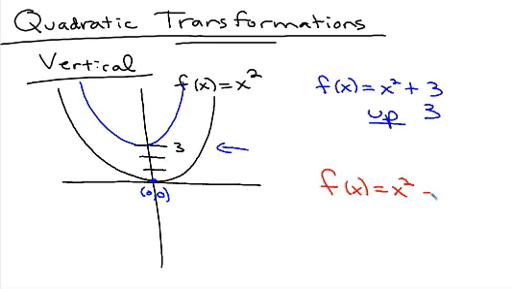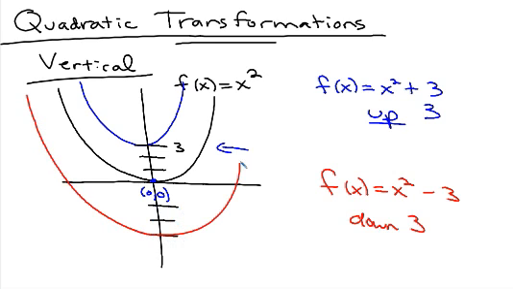If I had x squared minus 3, it's what you think it is. It would go down 3. So that function would have a vertex. Now the vertex is down here at 0, negative 3. So the vertex or the minimum has moved down 3. We call that a vertical transformation, up or down.